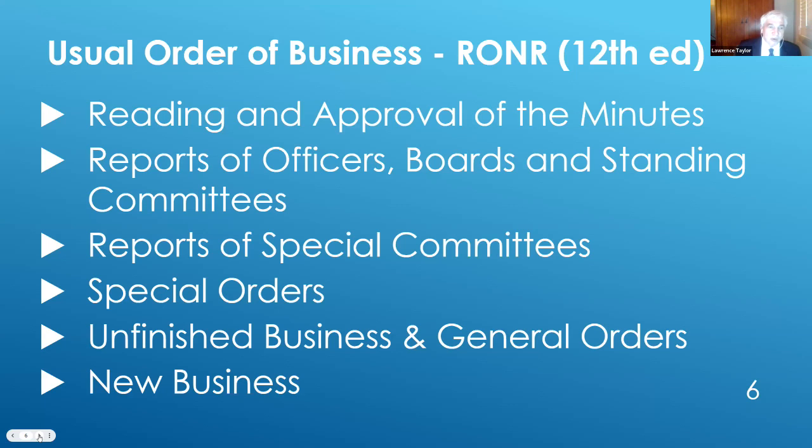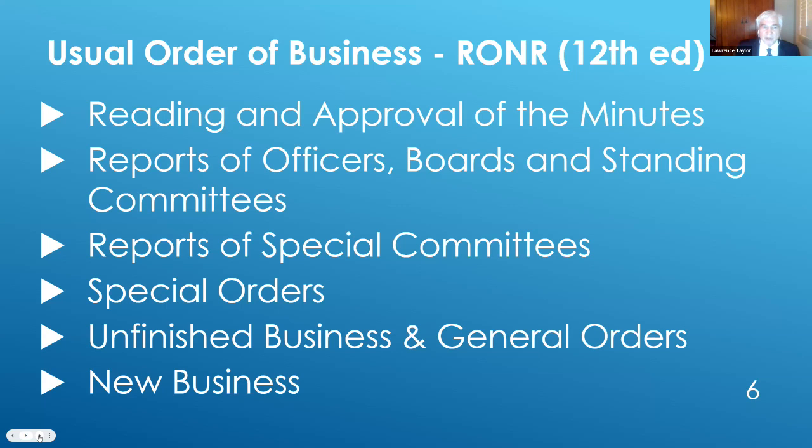So the usual order of business is that you first read and approve the minutes of the prior meeting. If you have several sets of minutes, you approve them in the chronological order in which they were taken. You'd start with the oldest and then continue on and approve the minutes until you've approved all of them. Then you have the reports of the officers, the boards, and the standing committees.